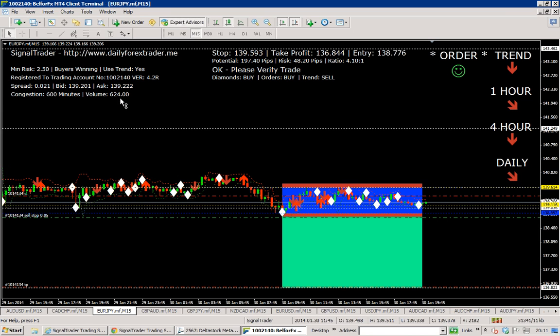So we've got volume. I don't pay a lot of attention to it, and I'll tell you why. It's because some brokers show very small volume because they don't have a lot of volume. Congestion. The longer the congestion, the more of a break we'll probably get out of it. This is just information about the charts.